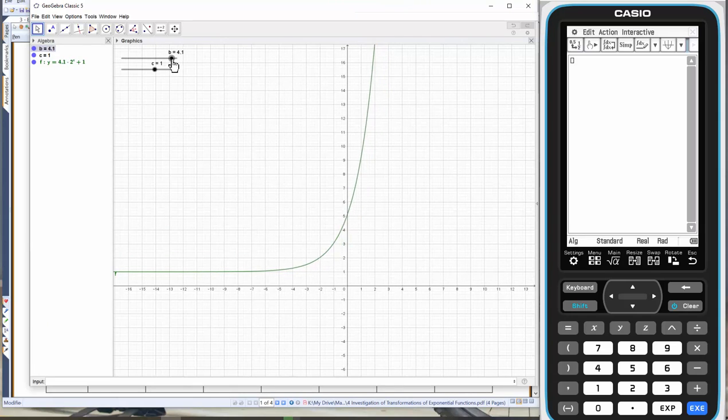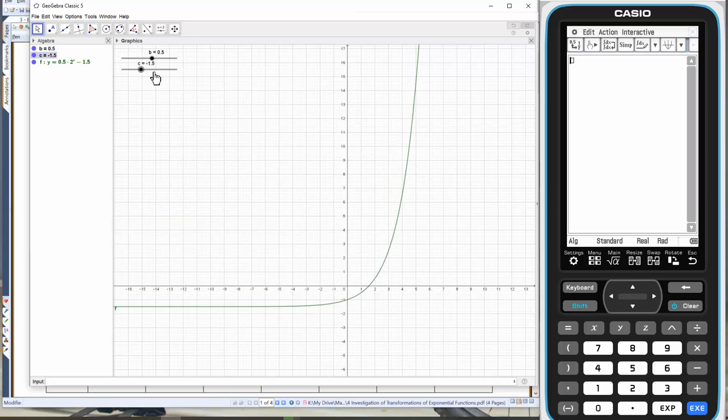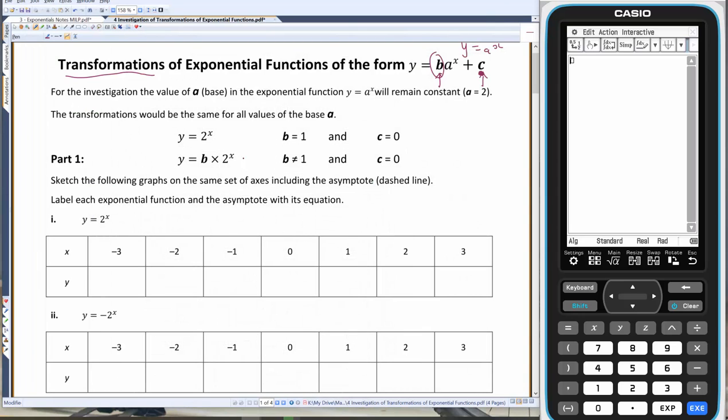So by varying this b value, I can change the way the function behaves. And this c value, you'll notice here, drops the function up or down, or translates the function vertically. So by varying these values, we can try to get a model for the particular behavior that we're looking at. That's what we're looking at here: what effect does changing the b and the c have on the resulting function.